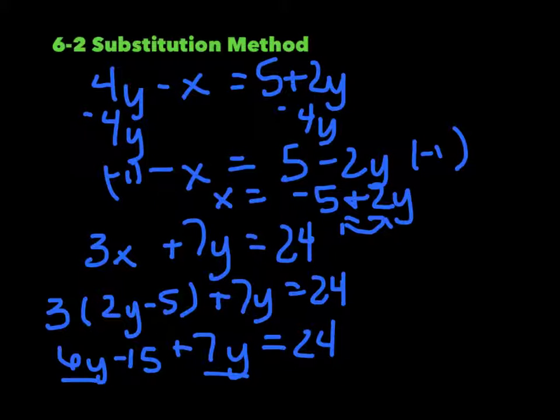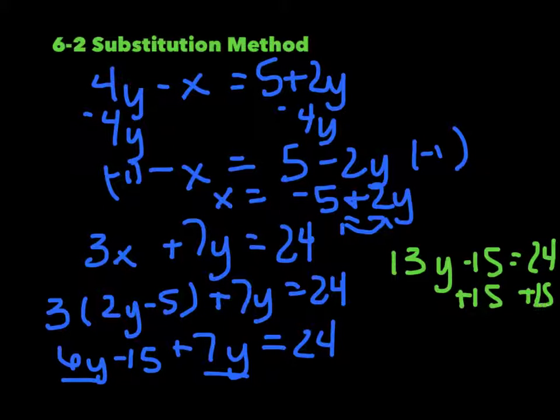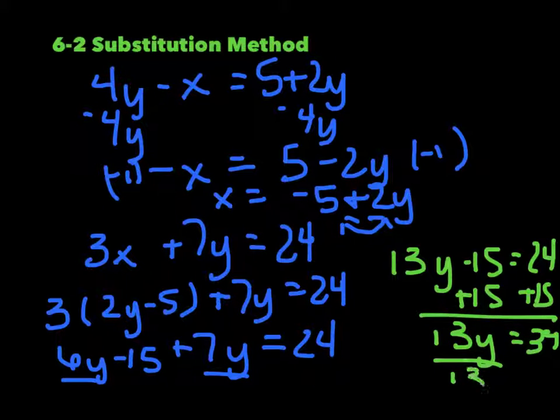Combine your like terms, so you get, I'm going to grab different colors so you can see. So you get 13y minus 15 is equal to 24. Add 15 to both sides, so you get 13y is equal to 39. Divide by 13, and you get y is equal to 3. Once you figure out y is equal to 3, all you need to do is plug that back into your other equation to solve for x.